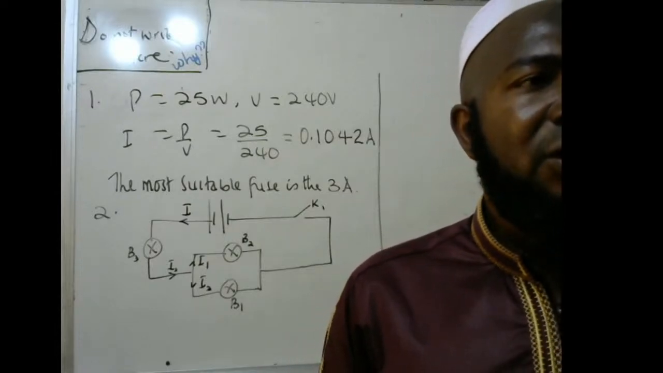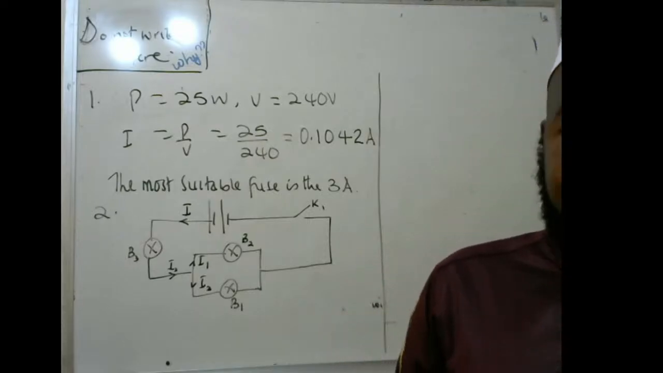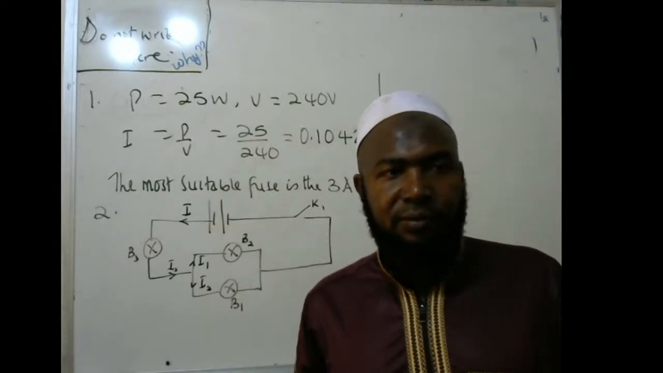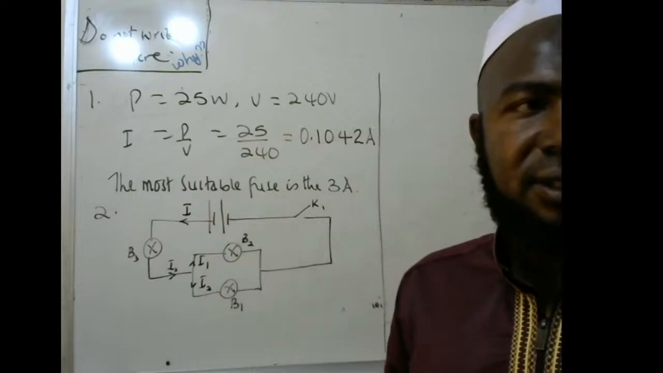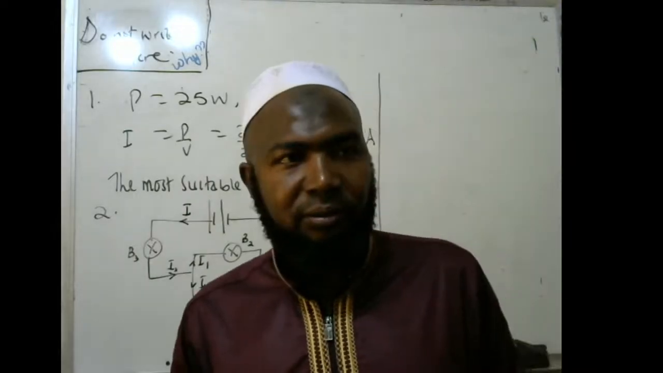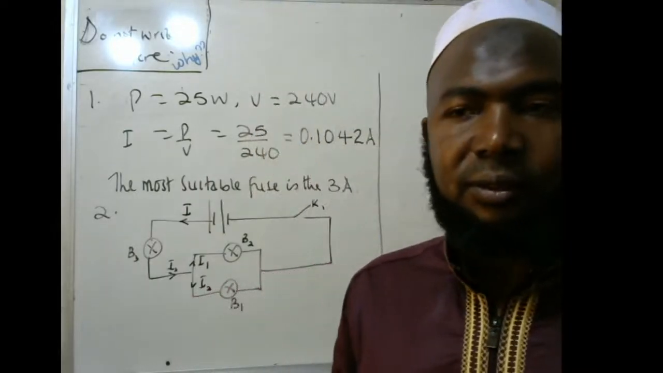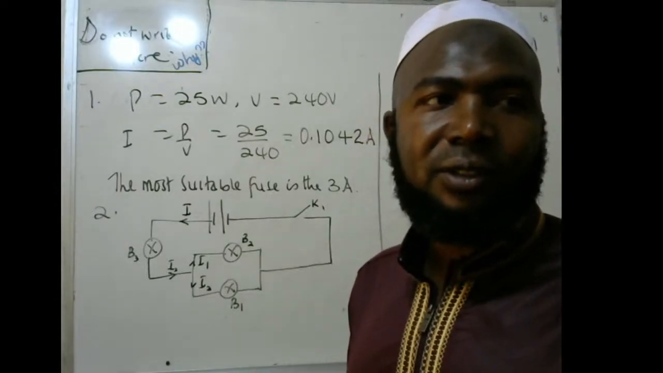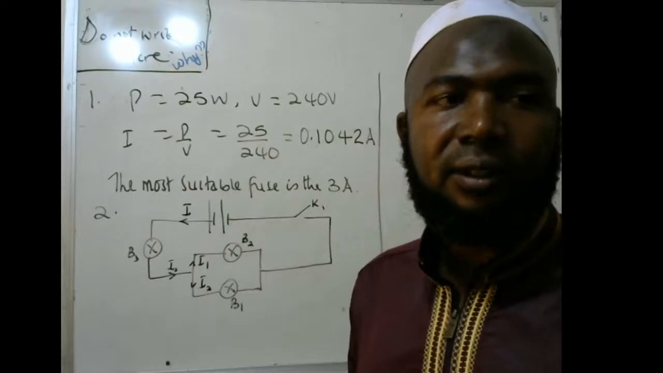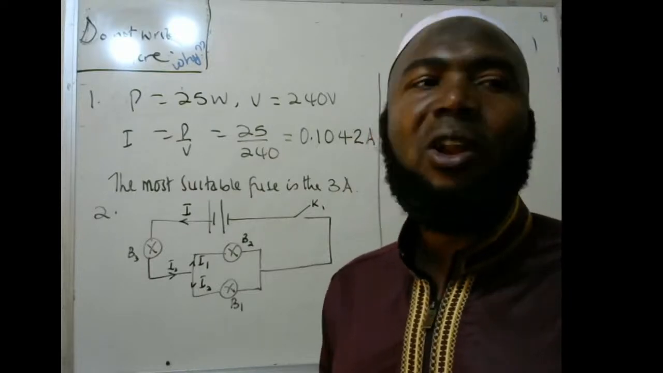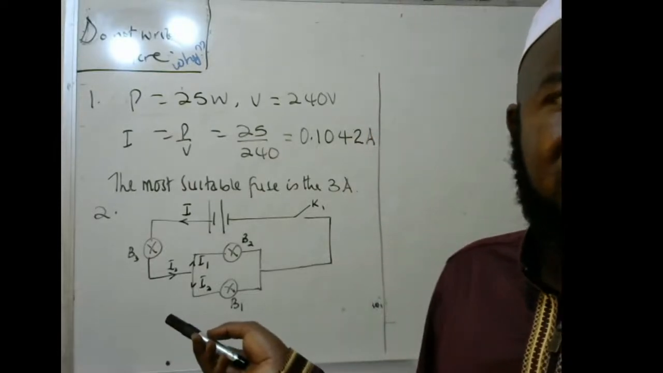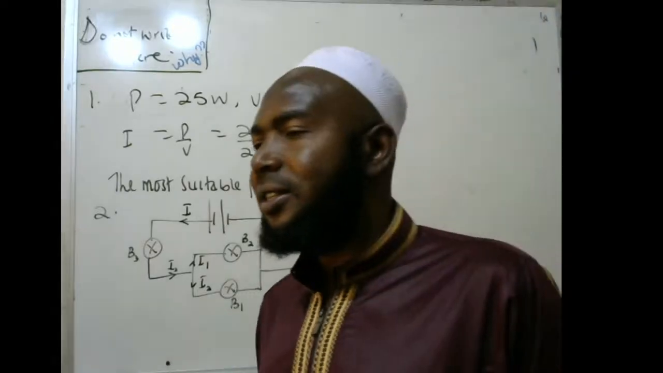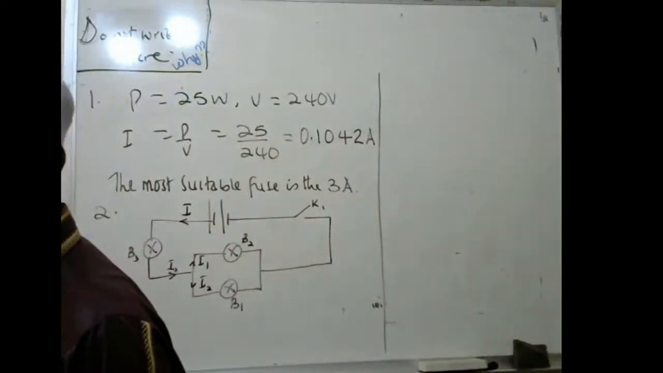State the use of the following in wiring a building: the fuse, the switch, the earth connection. What is the role of a fuse? It blows to disconnect the circuit in case the current in the live wire exceeds a safe value. That's the major role.